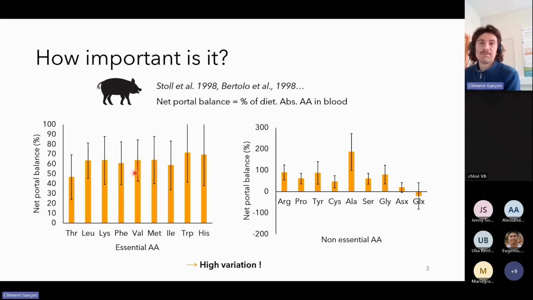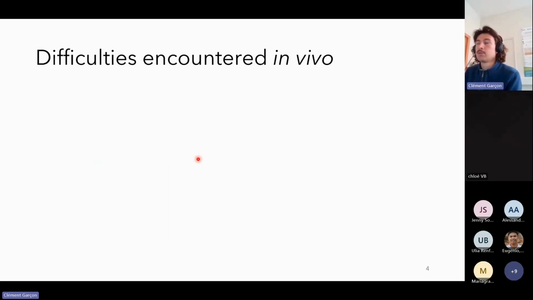So we wanted to have a value, or say, okay, the intestine is going to use this percentage of amino acids and the rest will be found in the blood. But it's not the case. It's not possible to do that because there is too much variation between studies. So why is there so much variation when measuring intestinal metabolism of amino acids?